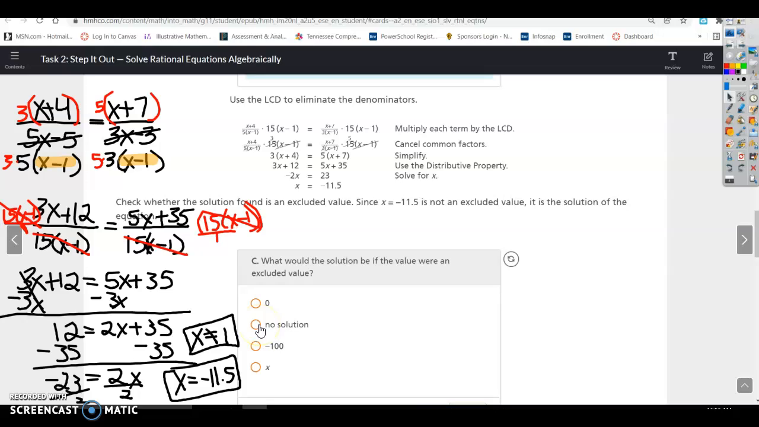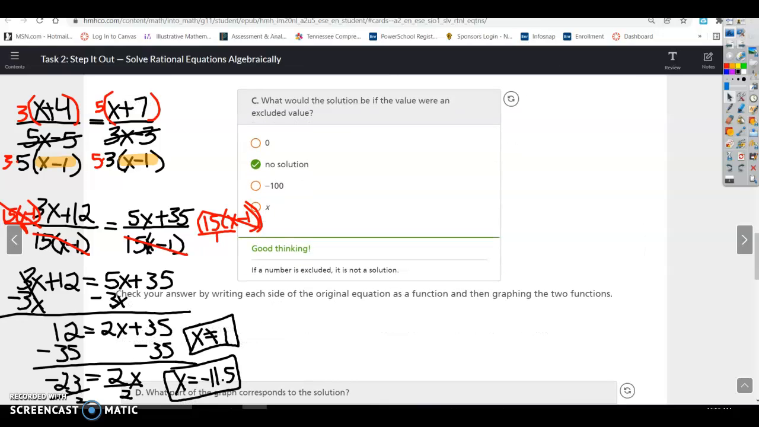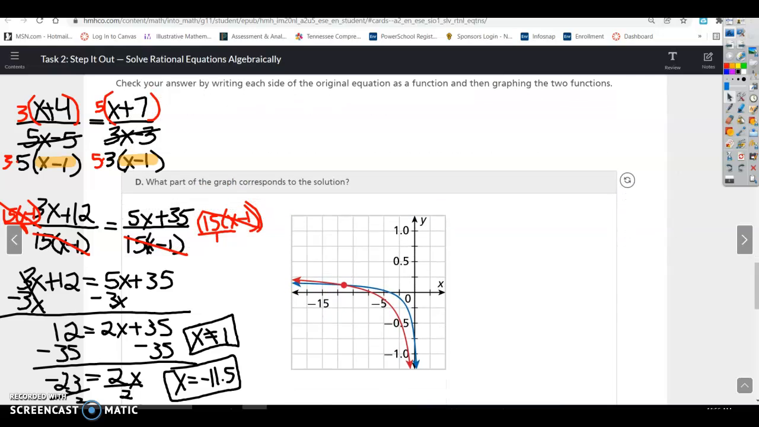All right, what would the solution be if the values were excluded? All right, there would be no solution, okay? Because if it's excluded, then it's not a solution, okay? So if it's an excluded value, it would not be a solution.